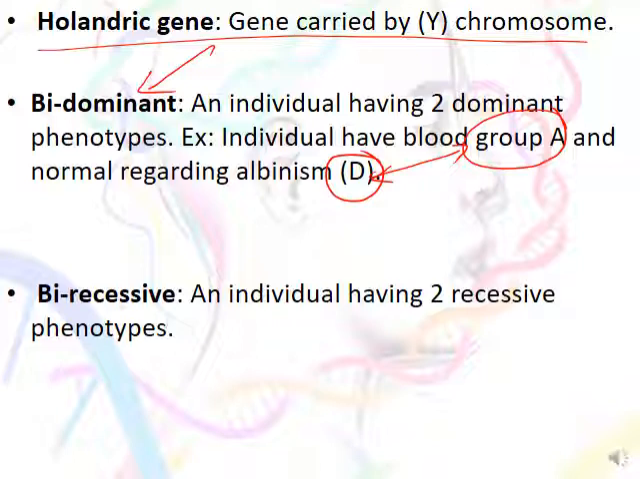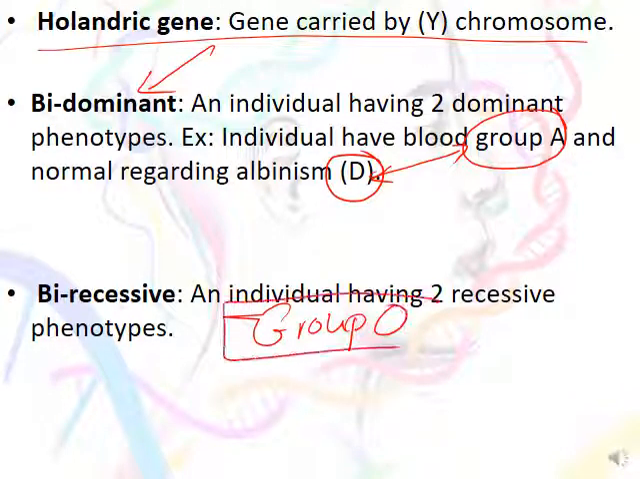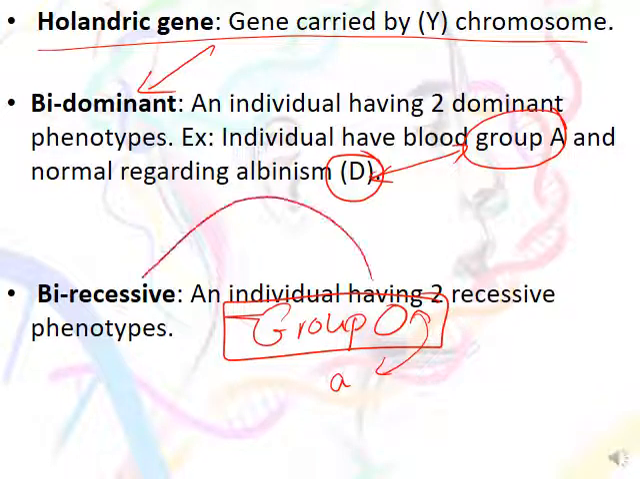A bi-recessive individual has two recessive phenotypes. For example, for blood group, I have blood group O, which is recessive, and I am albino, so I have the allele a small. These two are recessive. So an individual having two recessive phenotypes is said to be bi-recessive, whereas an individual having two dominant phenotypes is said to be bidominant.